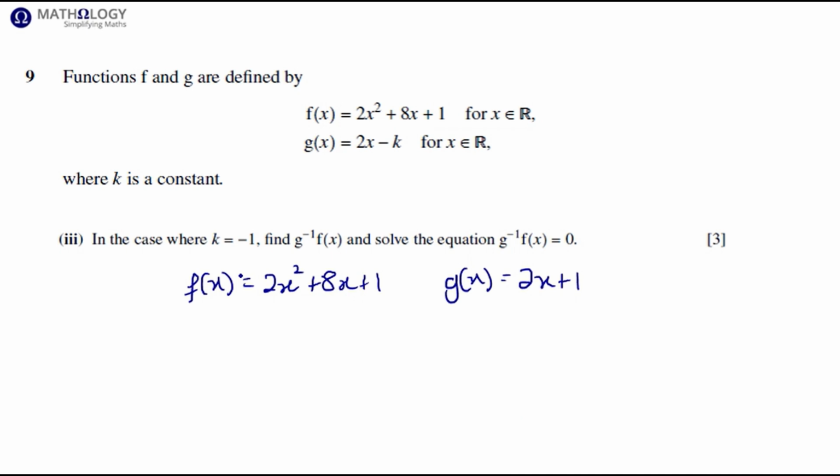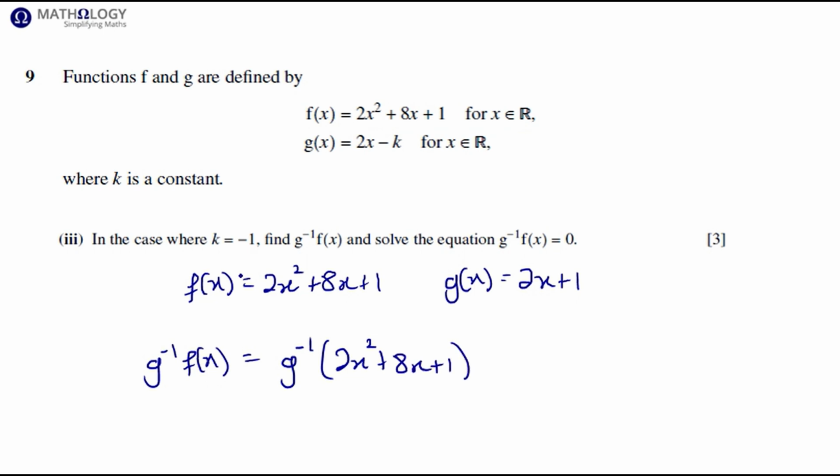In the case where k equals minus 1, find g to the minus 1 of f of x and solve the equation g to the minus 1 of f of x equal to 0. So k is negative 1, which means that g of x will be 2x minus minus 1, or 2x plus 1. We're required to find g to the minus 1 of f of x, which means we're looking for g to the minus 1 of 2x squared plus 8x plus 1.